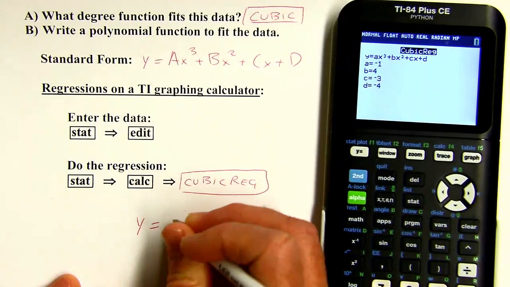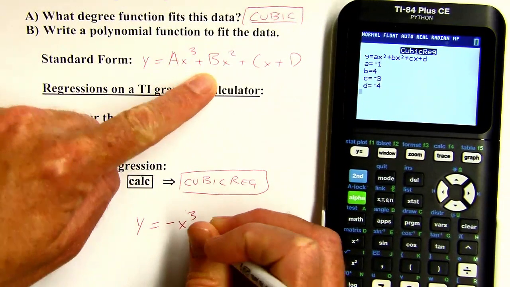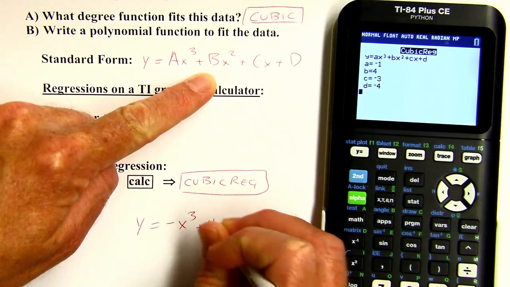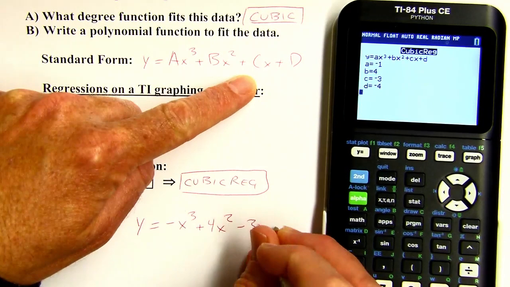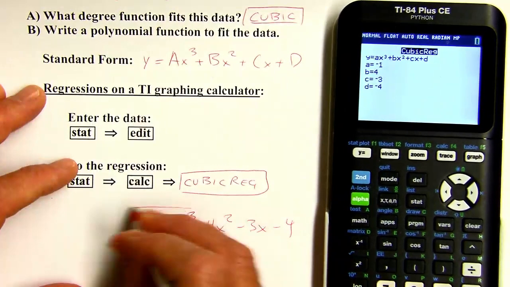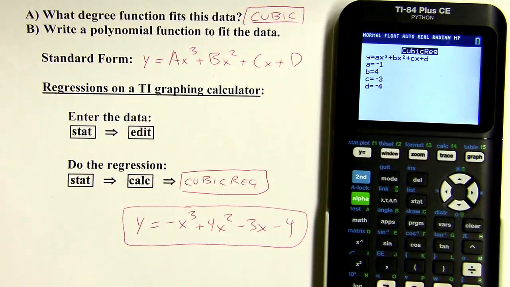So let's plug those in. A is -1, so negative x to the third. B would be 4x squared. C would be -3, so -3x, and then I got a -4 at the end. And there's a polynomial function that's going to fit all of those xy pairs.